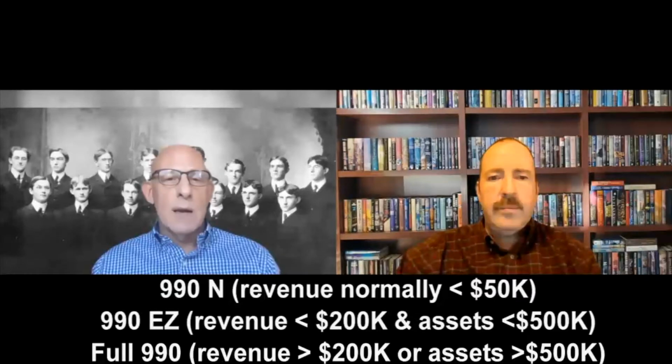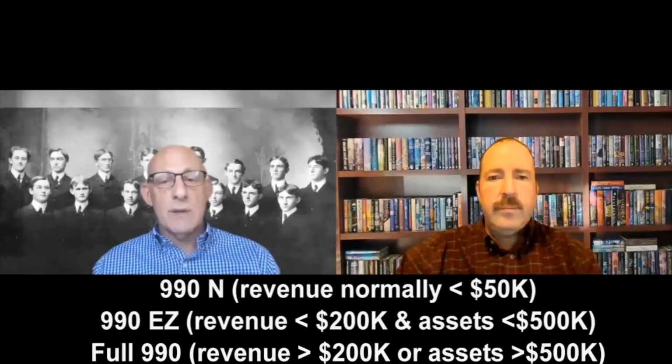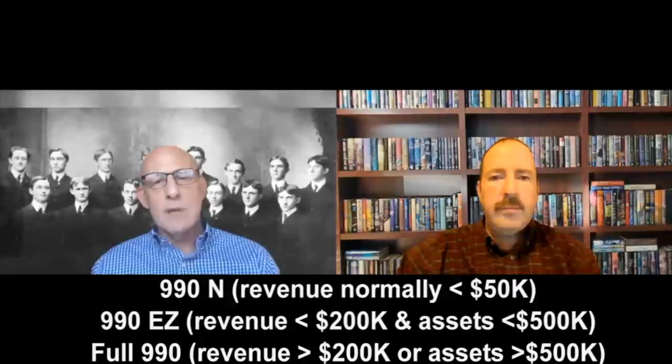The next one, 990EZ, is only 4 pages and requires the disclosure of some basic financial information and the answers to a series of questions. The full 990 is longer and requires more information, but most chapters and AVCs won't be filing that one anyway.